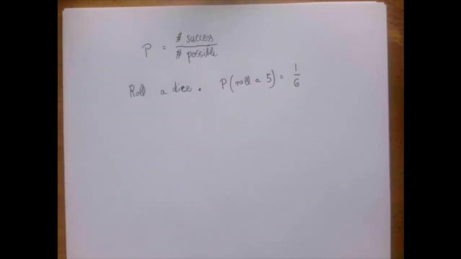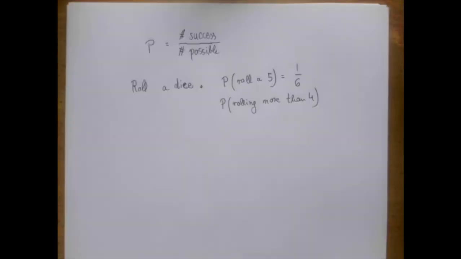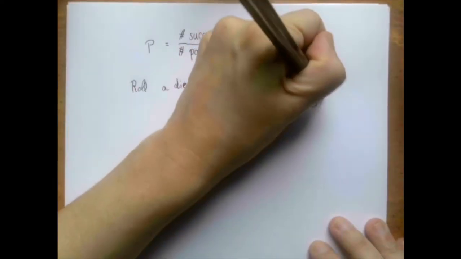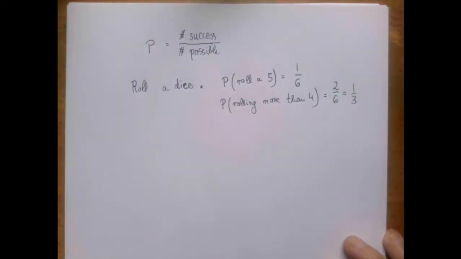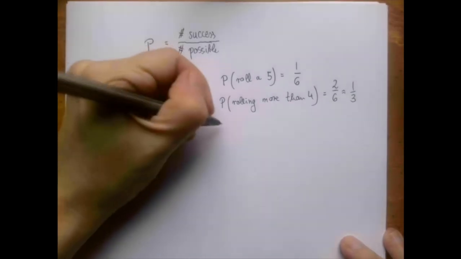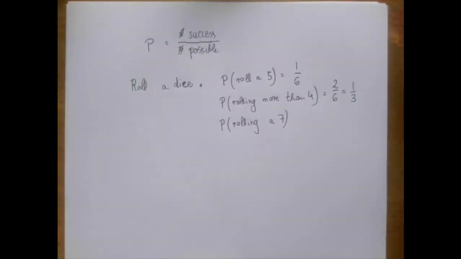Okay, let's see another example. What about the probability of rolling a number more than 4? To roll more than 4, that would be 5 or 6, right? That is 2 out of the 6, or 1/3. So the probability of rolling a number more than 4 is 1/3. Now, what is the probability of rolling a 7? Well, the die doesn't have that side, right? It's numbered from 1 through 6, so the probability is 0 out of 6, or 0.